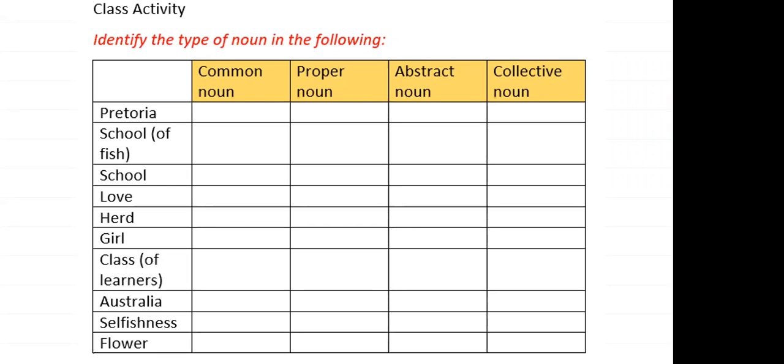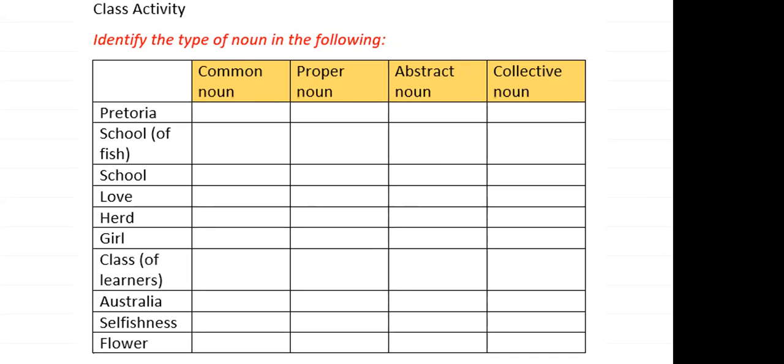Yes. Okay, the third one, school. What type of noun is school? Okay, maybe we can get Google it to this time around. It's a common noun, sir. Yes, Google it too.